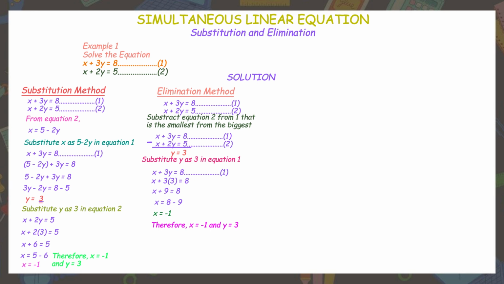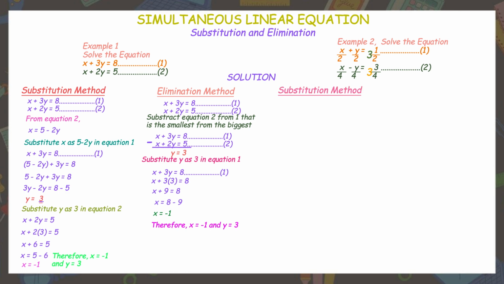Now here is another example. Here we have fractions, and we want to use both the substitution and elimination methods to solve this problem. We have x over 2 plus y over 2 equals 3 and 1 over 2, which is equation 1, and equation 2, x over 4 minus y over 4 is equal to 3 and 3 over 4. I want to solve this simultaneously.